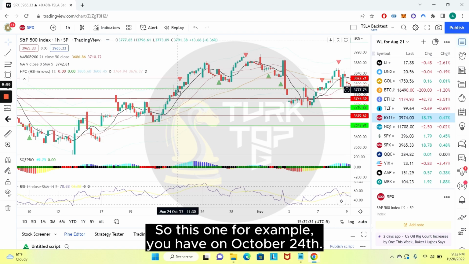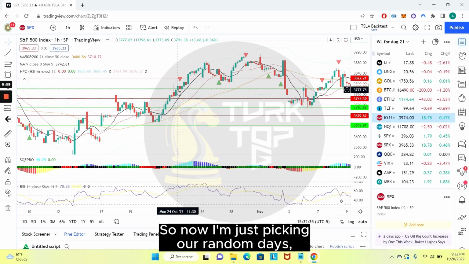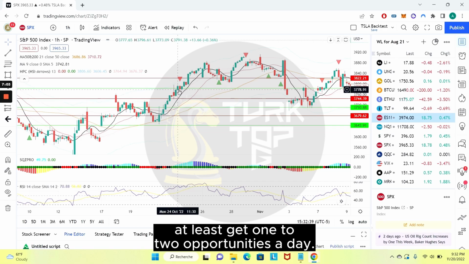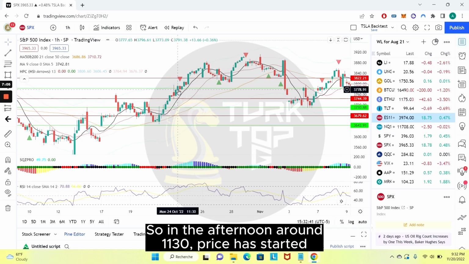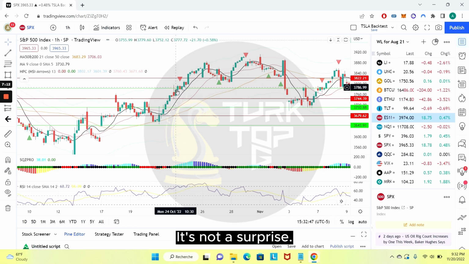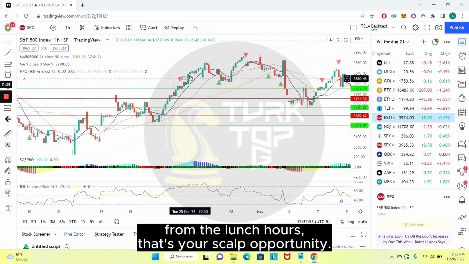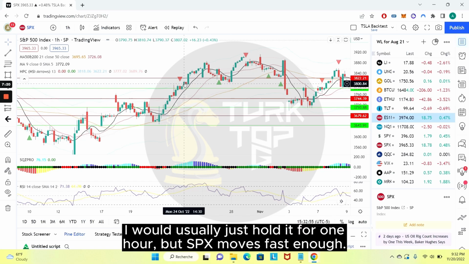So this one, for example, you have on October 24th. I'm just picking out random days, but this happens so many times that you will at least get 1 to 2 opportunities a day. In the afternoon, around 11:30, price just started to die down, which happens during lunch hours. It's not a surprise. Once we break out of this range, when people come back from lunch, that's your scalp opportunity. I would usually just hold it for 1 hour, but SPX moves fast enough that you can even get out faster.